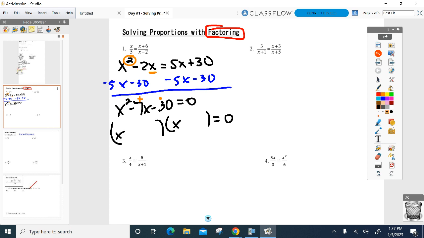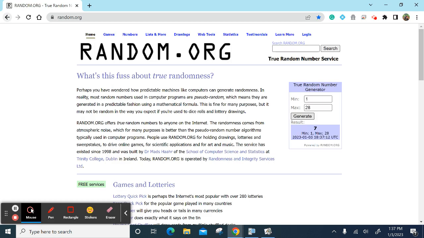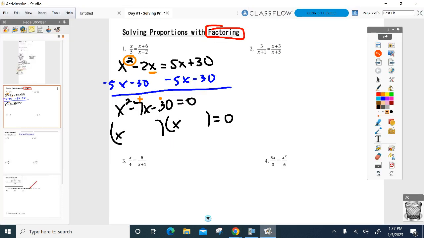Two and 15, no. 6 and 5, not getting a 7 out of that. My two numbers, -10 and 3. Yep. Now I need to actually know what x is. So some of you guys know what it is already. Some of us, though, may need to just take it out of the parentheses and set each of them equal to 0 and solve for x.